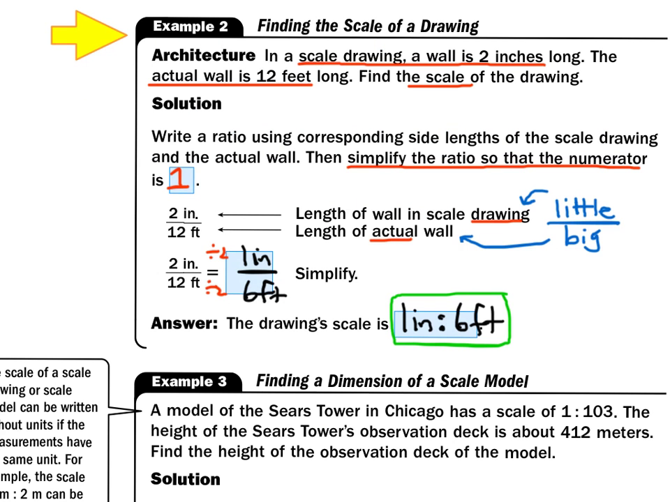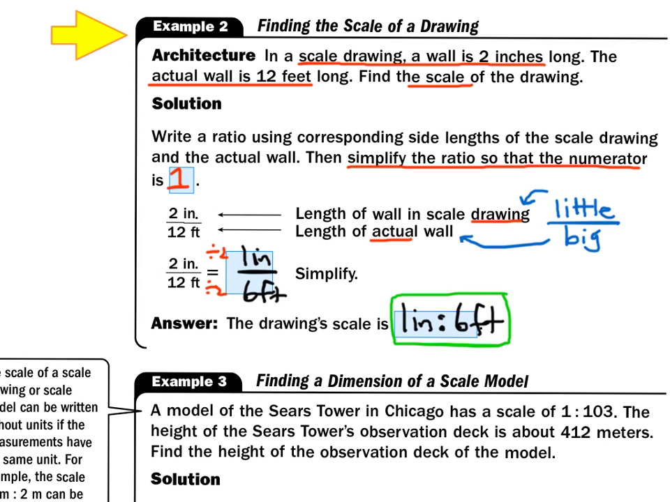Okay, take a look at example 2, finding the scale. So in a scale drawing, a wall is 2 inches long. The actual wall is 12 feet long. Find the scale. So the solution is when you write a ratio using corresponding side lengths of the scale drawing and the actual wall, and then simplify the ratio so that the numerator is just 1.